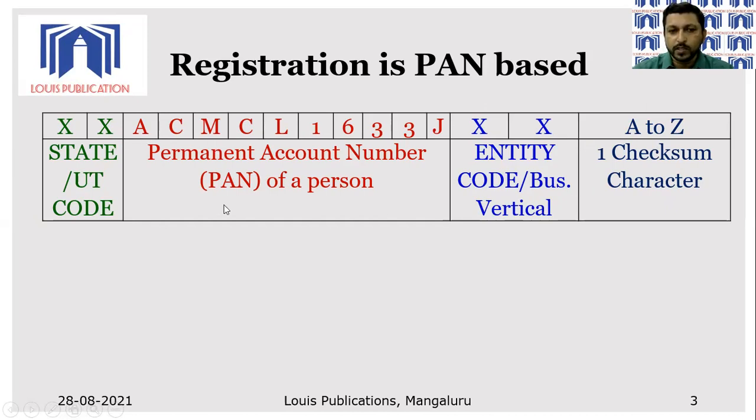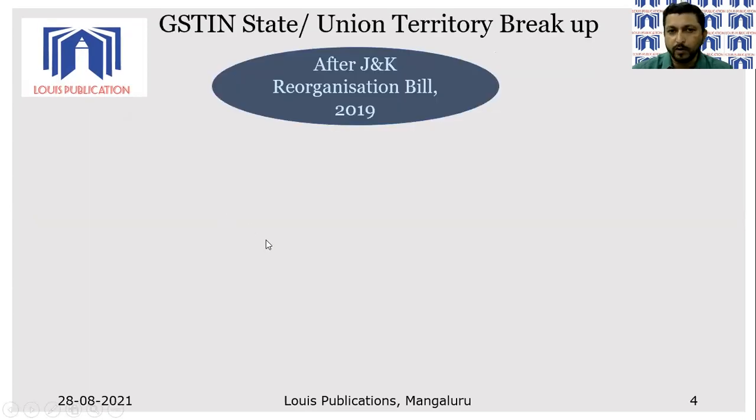So what we see on the screen is known as GSTIN, the electronic address of the business person, the electronic address of the supplier, we can say a 15-digit alphanumeric number. Now, how is the state and union territory code allocated? We will look at that particular concept now.